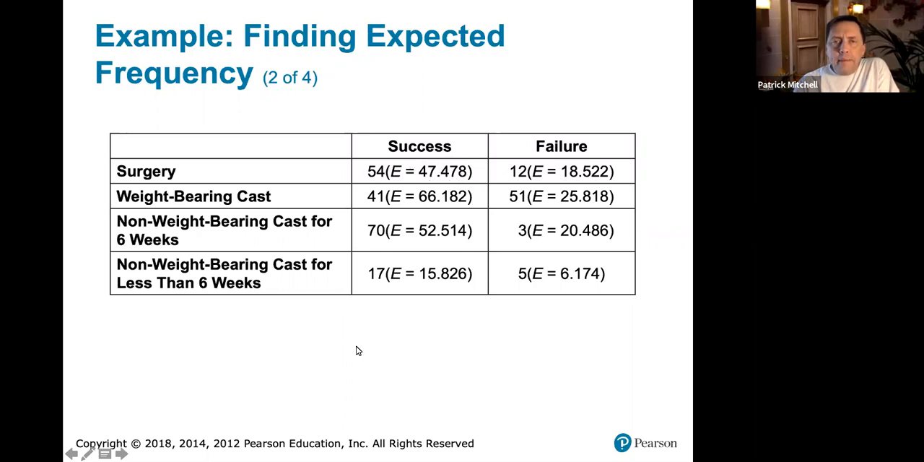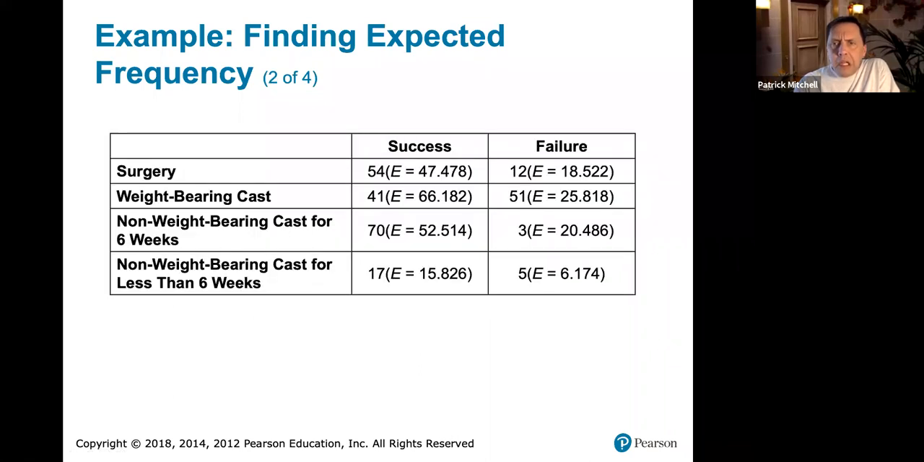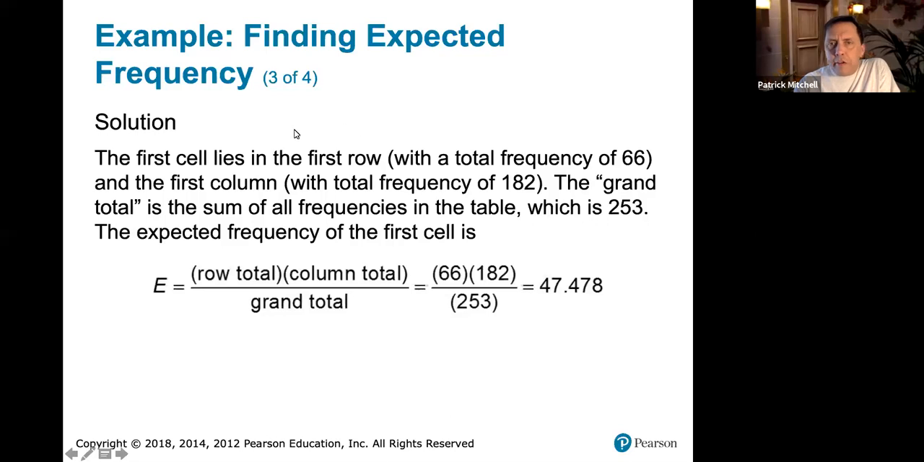47.478. So again, the way that you calculate all of those expected frequencies is by taking the row total times the column total divided by the grand total. Now I think this might be a little bit more clear when I show you my Excel spreadsheet. The first cell lies in the first row with a total frequency. No, that's not right. Hold on one second here. Never mind, I misunderstood. That's correct.